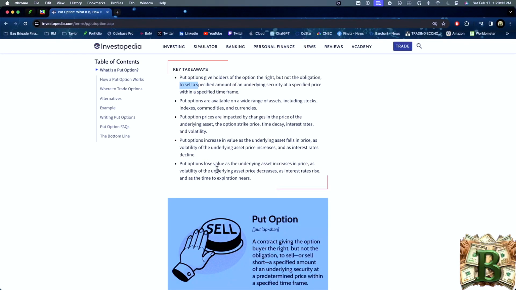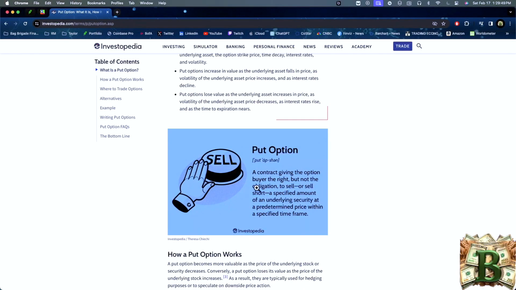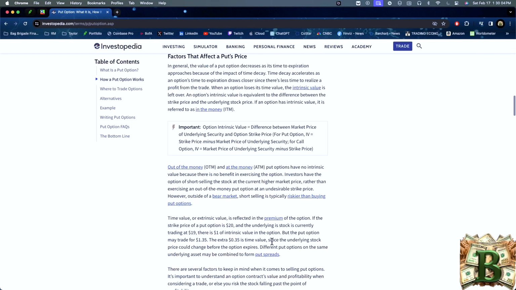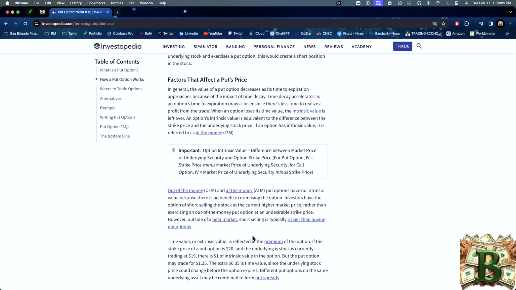But put options lose value as underlying assets increase in price, as volatility of the underlying price decreases, as interest rates rise, and as the time to expiration nears. Again, this is just giving you a real quick rundown. A put option is a contract given to the option buyer, the right but not the obligation to sell or sell short a specified amount of an underlying security at a predetermined price within a specified time frame. Coolio.